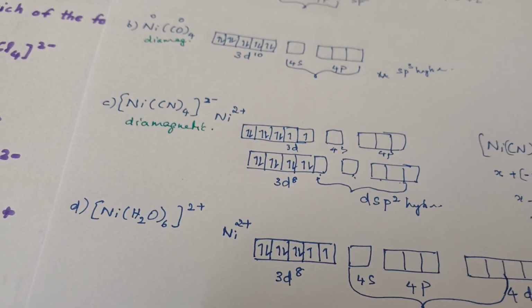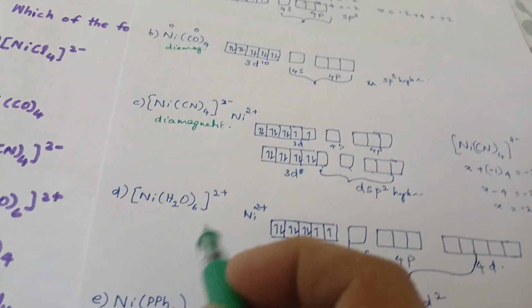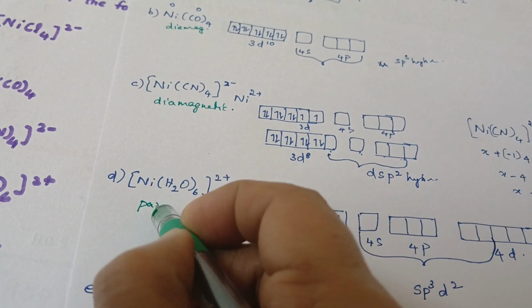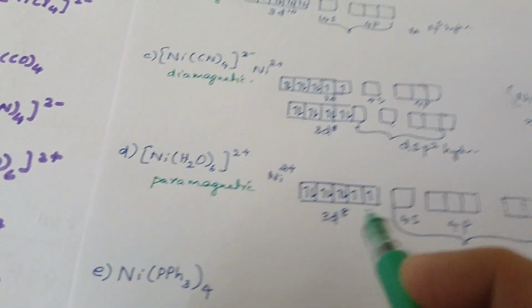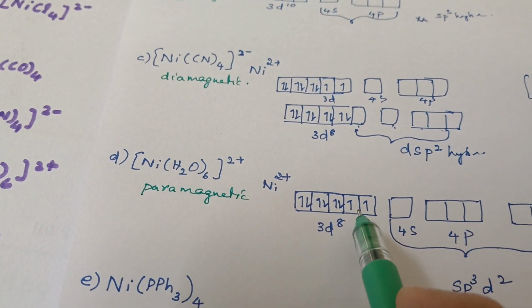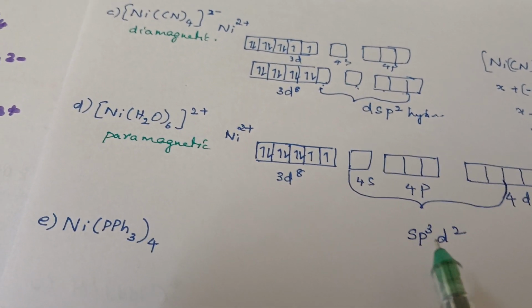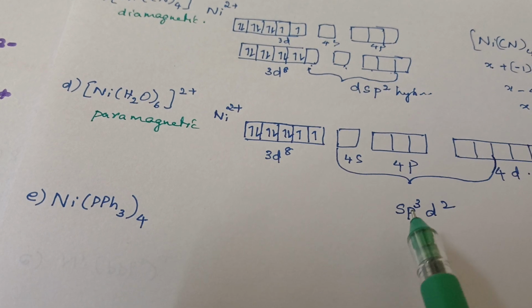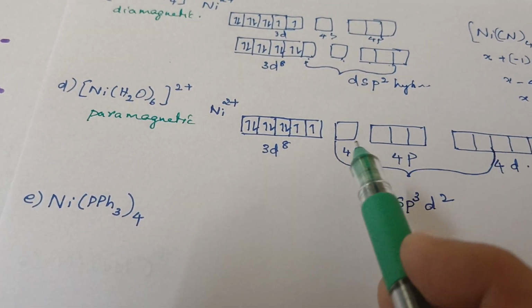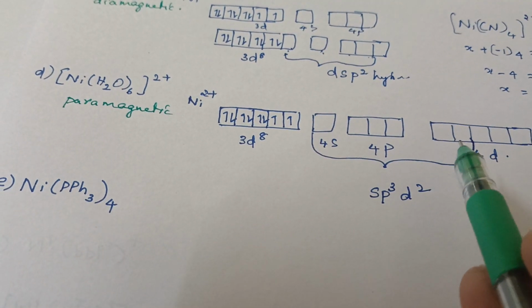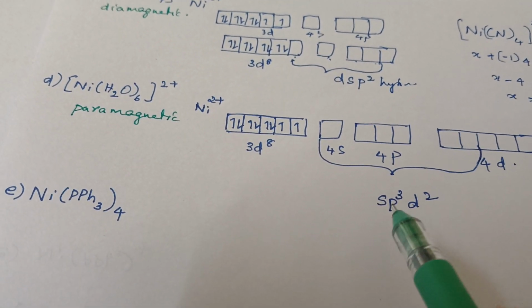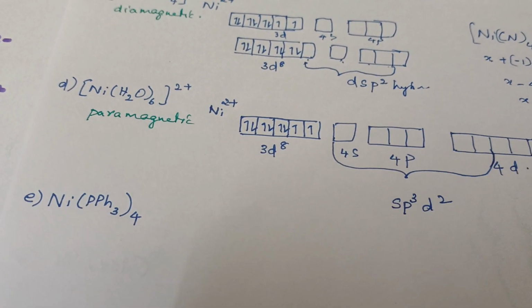So [Ni(H2O)6]2+ will be paramagnetic due to the presence of these 2 unpaired electrons, and the hybridization will be sp3d2. S, then 3 p's from the 4p and 2 d's from the 4d. sp3d2 hybridization.